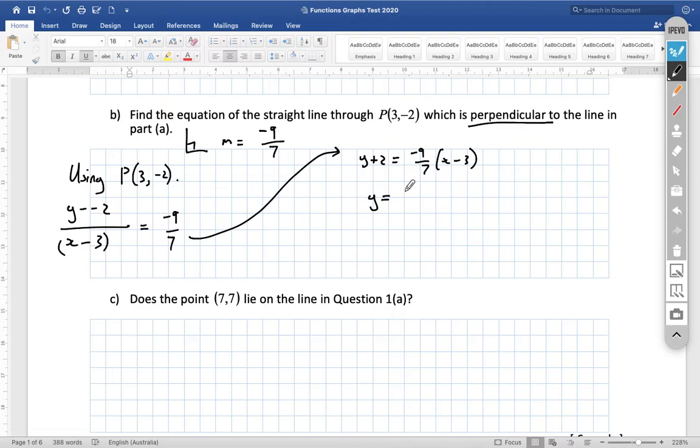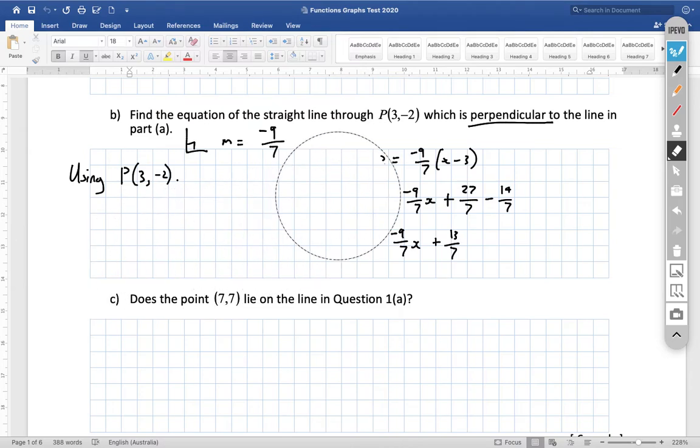We're going to get minus 9 on 7x plus, what's 3 times 9? 27. Right, just careful with negatives, minus times minus, plus, and then you've got a minus 2. Now that minus 2, let's call it 14/7. Right, so I can do the subtraction there easily. Minus 9 on 7x plus 13 on 7. Okay.